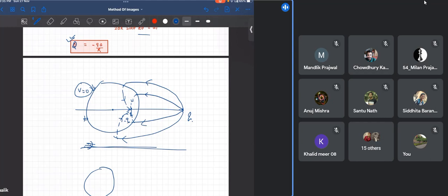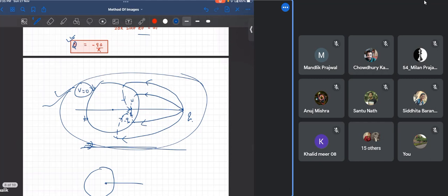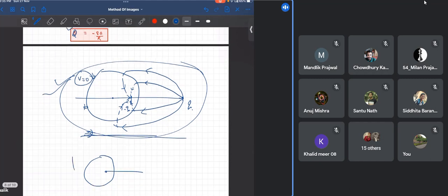So this charge minus q, even though fictitious, for this problem this condition is real, but in this condition the charge minus q is not in the conducting case. So we just try to solve this problem using this method. So this charge minus q, even though fictitious, for this problem it is real. And the surface here is not conducting.